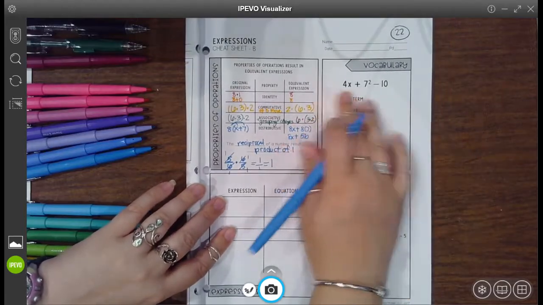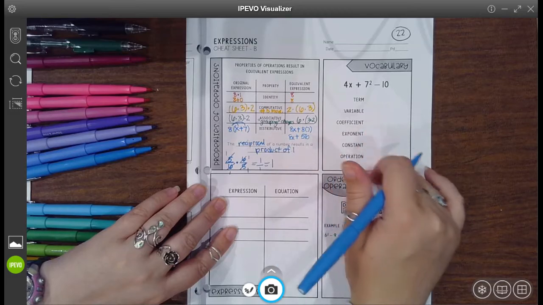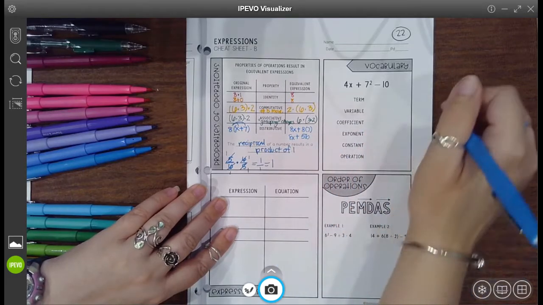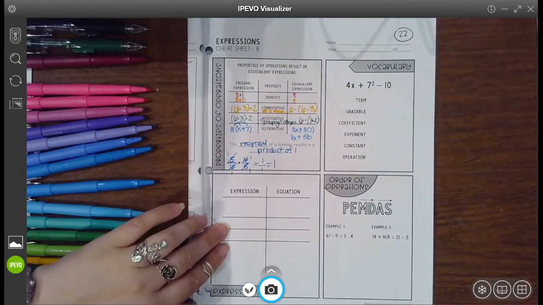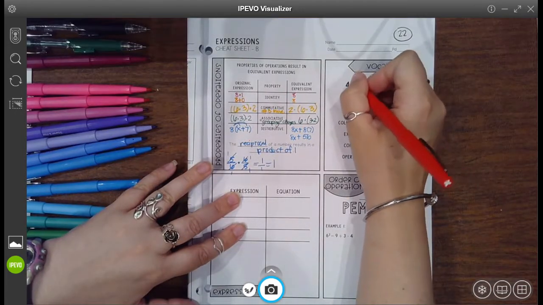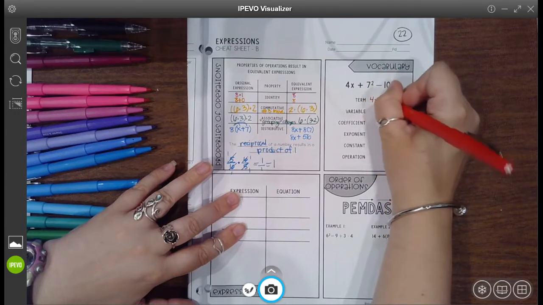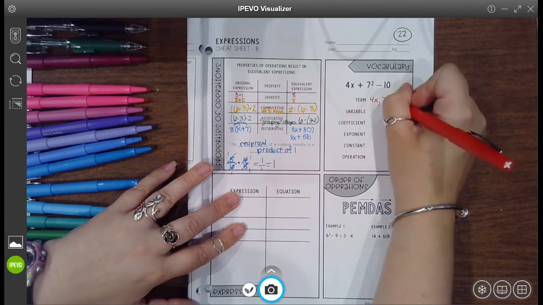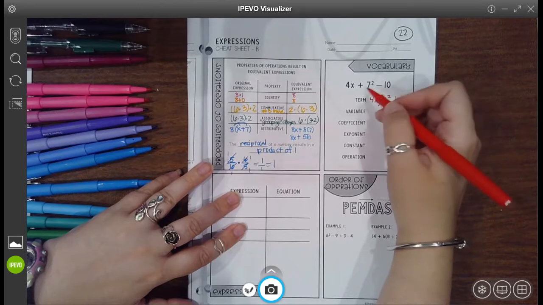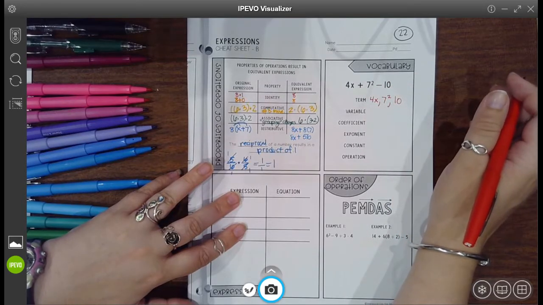let's break apart this expression into all the different vocab that makes it up, okay? So first off, we have all the individual terms. So you have this term right here of 4x, that term of 7 squared, and that term of 10. Think of it as everything that's separated by a plus or minus sign. That's what makes up all the different terms.